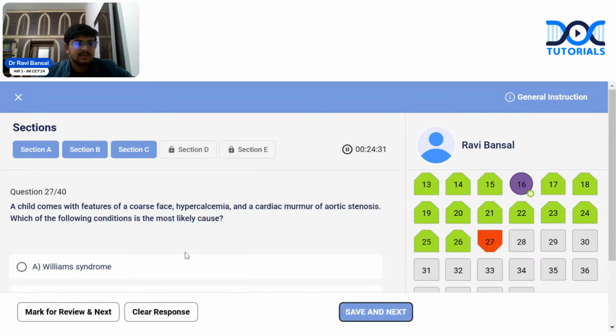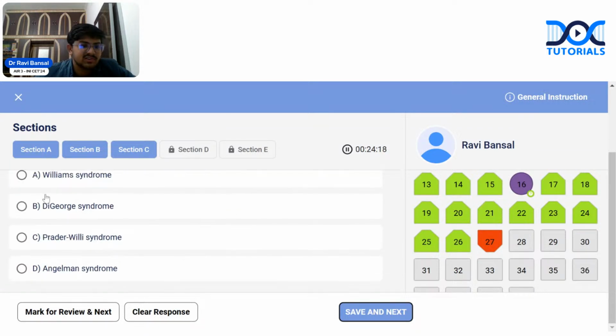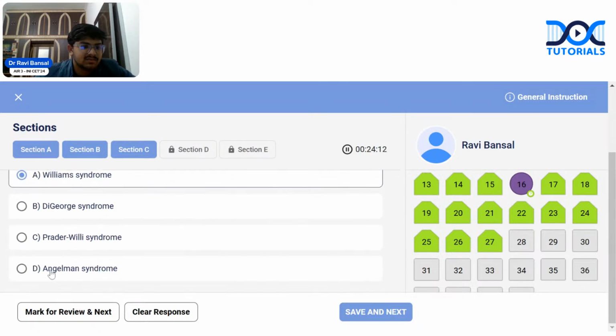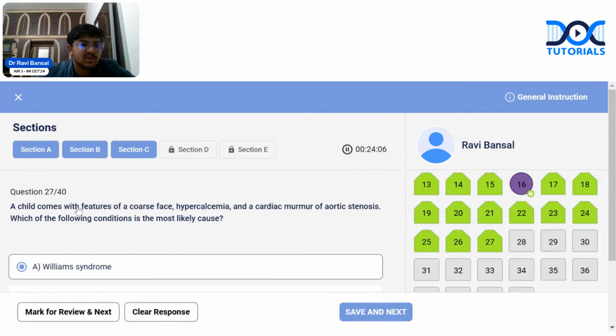Okay. A child comes with a feature of coarse face, hypercalcemia, and cardiac murmur of aortic stenosis. What is the most likely diagnosis? So they have given facial feature, hypercalcemia plus aortic stenosis. This is Williams syndrome. They have given all the typical features of Williams syndrome. So Prader-Willi and Angelman cannot happen. Angelman will be like a puppet. Prader-Willi, there will be a fat boy. DiGeorge syndrome, there will be immunodeficiency and heart defect, not aortic stenosis.